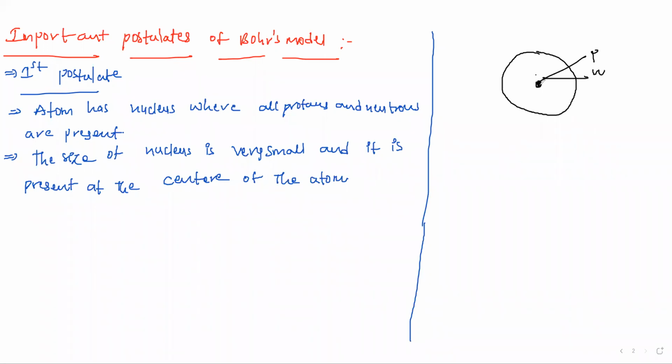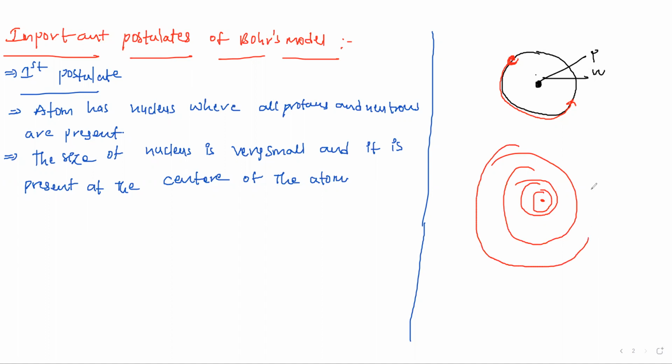And one more thing he told was about the negatively charged particles. The electrons are revolving around the nucleus like planets revolving around the sun. Who told this? Rutherford. Here, the electrons are revolving around the nucleus in a fixed circular manner. This is called orbits or shells.